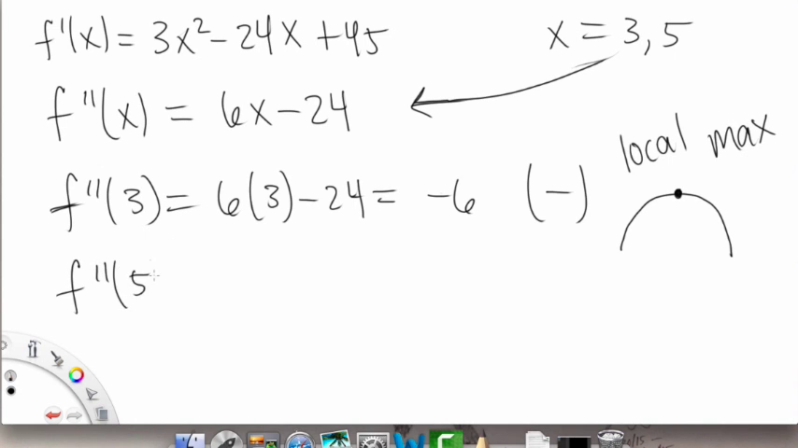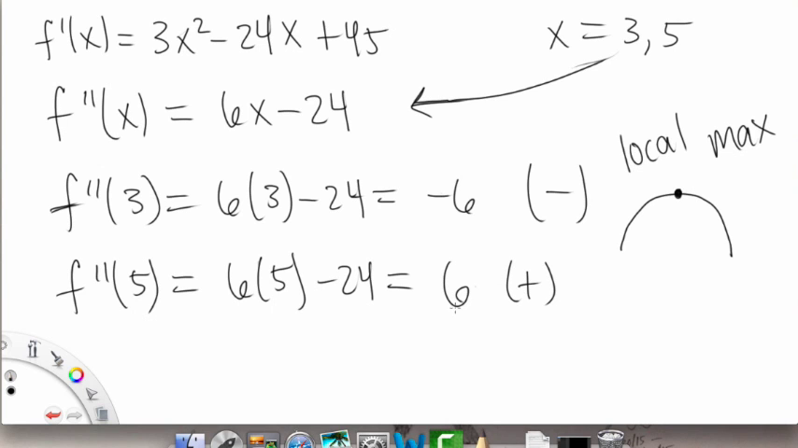f double prime of 5 is equal to 6 times 5 minus 24, which turns out to be 30 minus 24, which is a positive 6. So this is a positive second derivative, so that means we're at a point where it's concave up, so that means now we have a local minimum. Okay? All right, so let's continue on the next slide. We'll write our conclusions there.